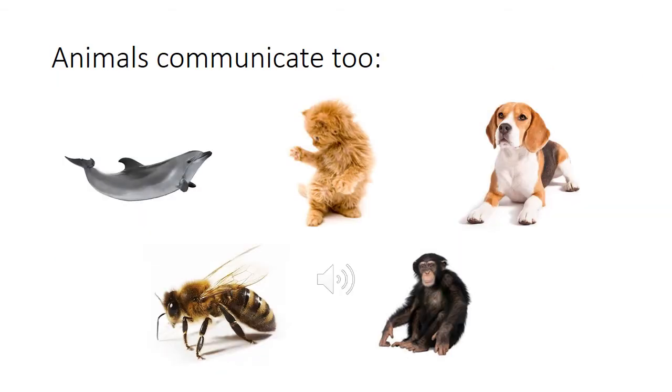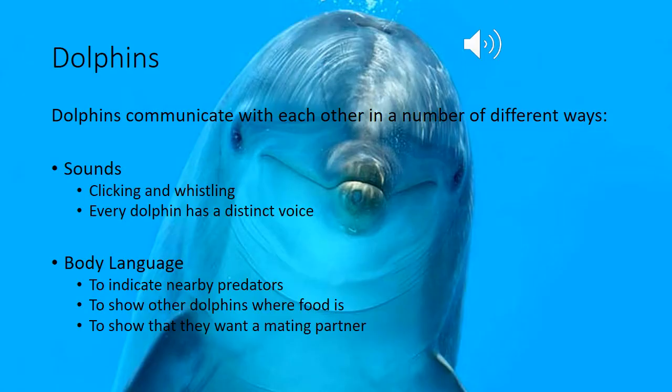Animals also communicate. So here I've got some cute little pictures of a dolphin, a little pussycat, a dog, a honeybee, and a chimpanzee. Dolphins have a very sophisticated way of communicating with each other. They use sounds. They also make physical contact with each other, and they use body language. So when they're making sounds, they use high-pitched clicking sounds and also whistles.